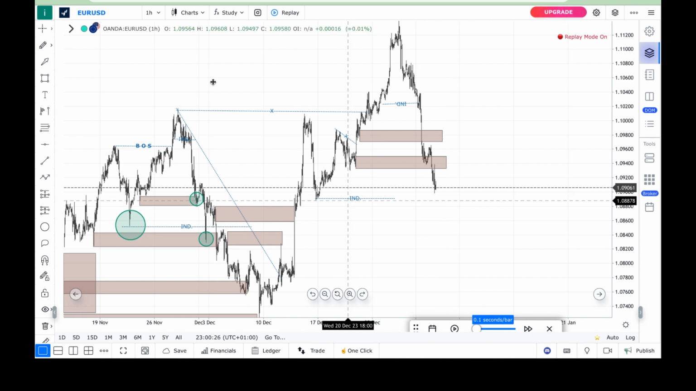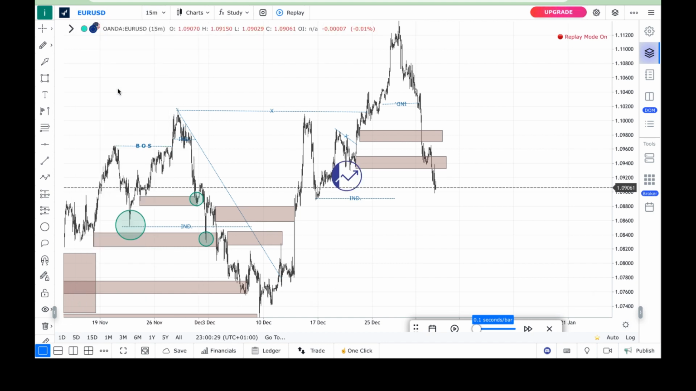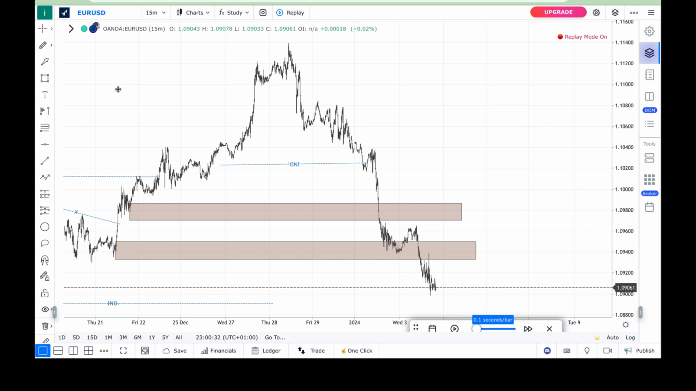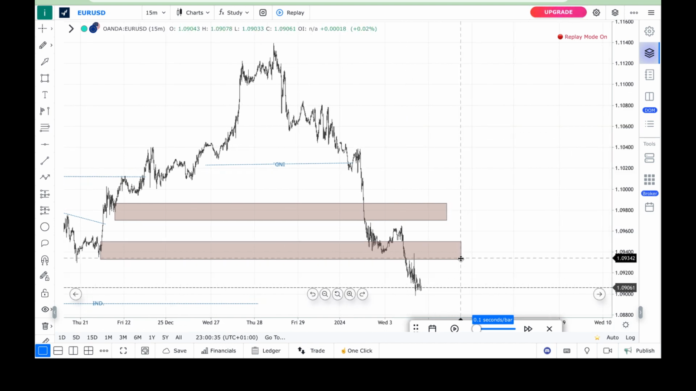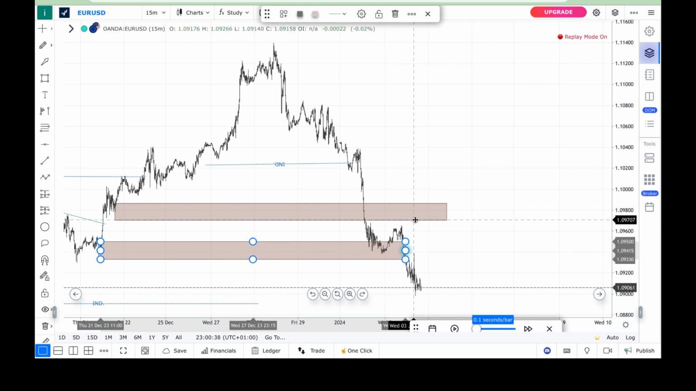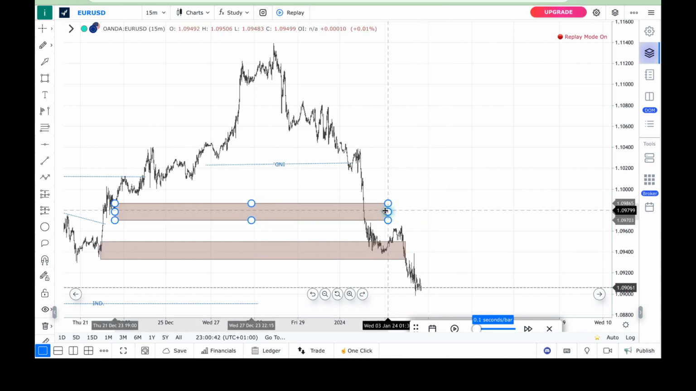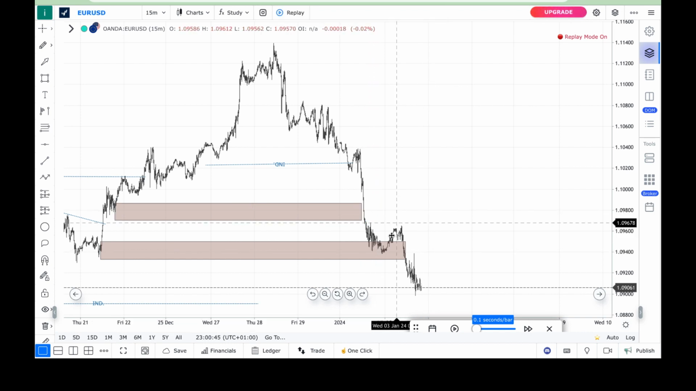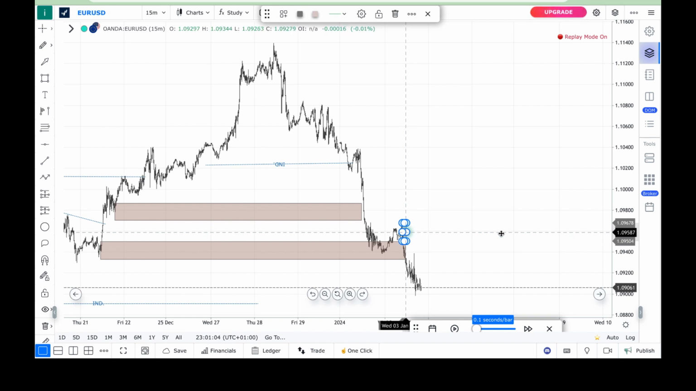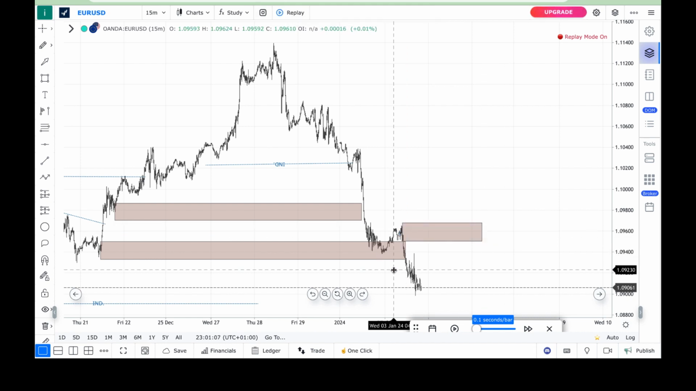So now let's switch to 15 minutes. Now after they failed, you'll be wondering, okay, so now this is a change of character and the market is about to go up, stuff like that, and they pick here as the order block, and pick here as an inducement.